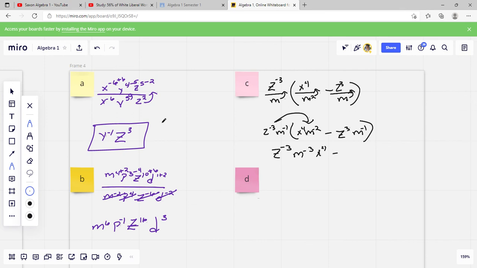Okay, now I'm going to rainbow here. I've got z negative 3 plus 3, that would be no z's left. M minus 1 and minus 1, that would be m's negative 2.